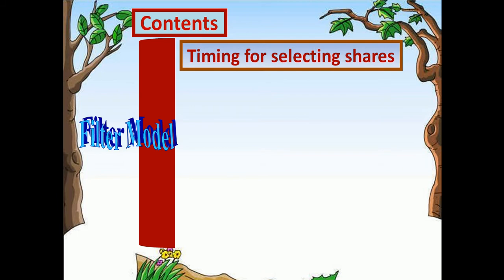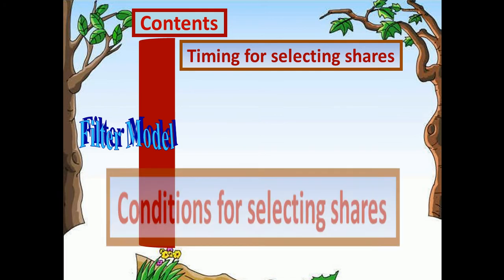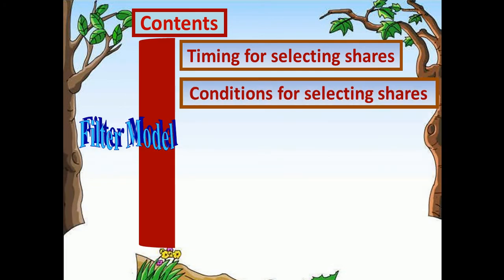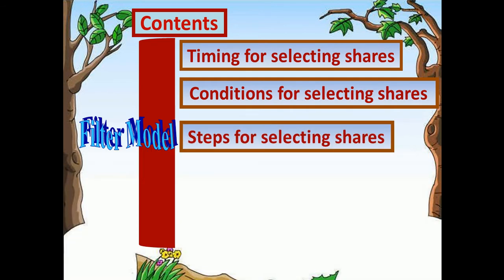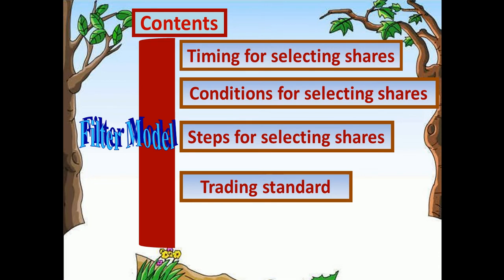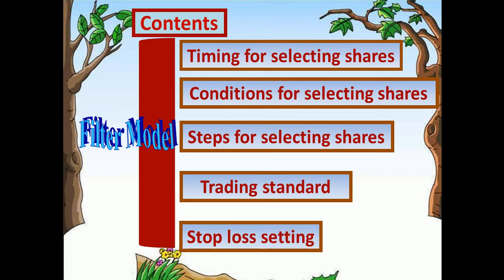So firstly, let's see the content. For the filter, the first important thing is timing for selecting shares. The next one, conditions for selecting shares. Then steps for selecting. The next one is for trading standard. Then next one is for stop loss setting. Okay, so if you want to have complete filter model, the first one you should know the timing. So you should check the market is at the top or at the bottom, or in the uptrend or downtrend. The next one is condition.